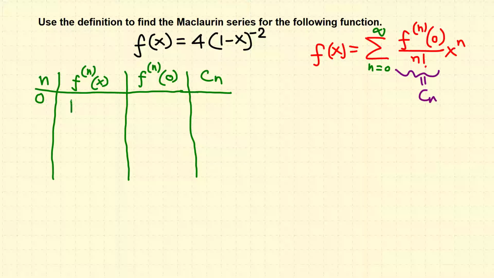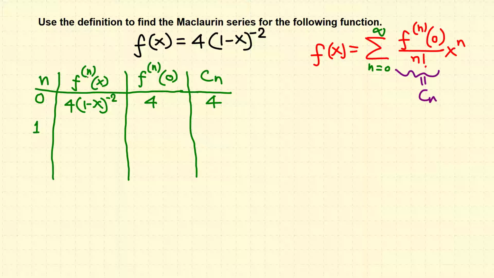That is just 4(1 minus x) raised to negative 2. Evaluate at 0 means replace x by 0. 1 minus 0 is 1. 1 raised to a number, this negative 2 is on the bottom by the way, but 1 squared is 1, so it's just 4. And c0 is this number divided by 0 factorial. 0 factorial is 1, so this is just 4.